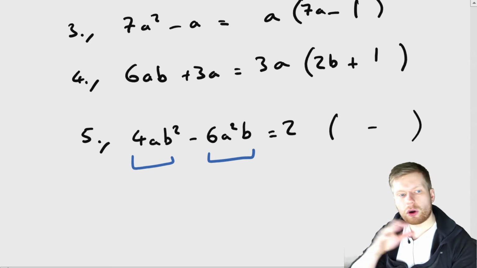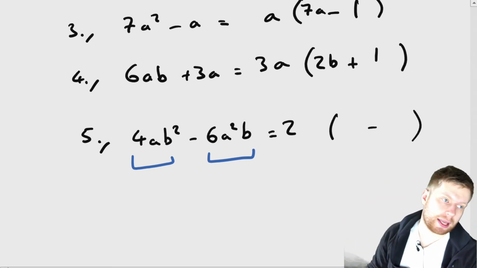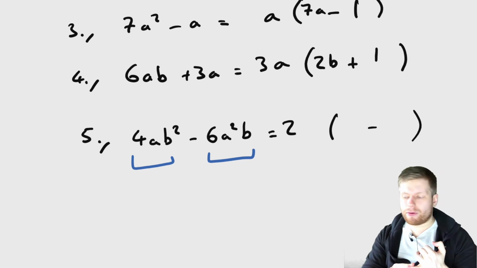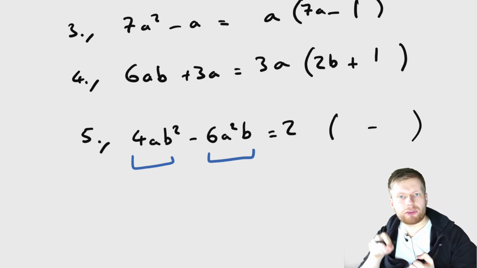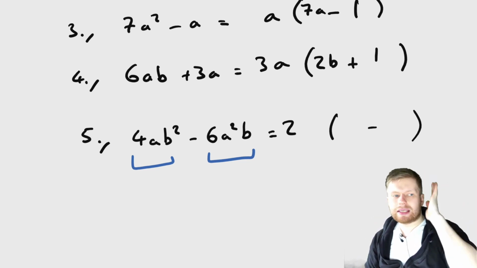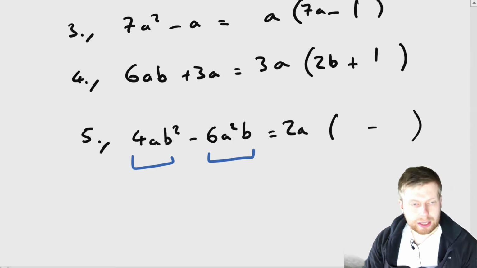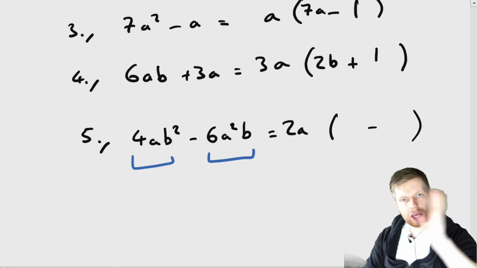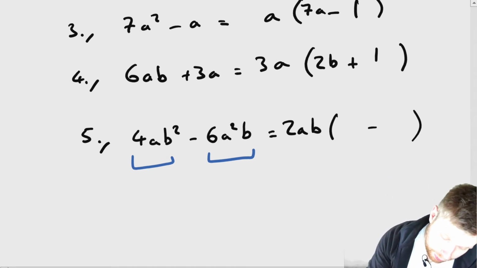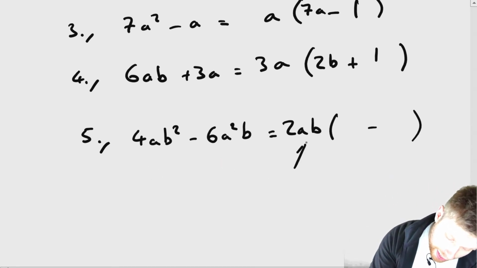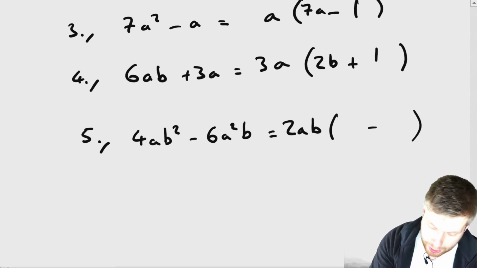Then I look at my letters, and I look at each letter individually. So let's have a look at my a first of all. Well, there's an a hiding in both terms, because there's an a in the first term, and there's an a squared in the second term, which means that I can pull an a out. Then if I have a look at the b's, well, there's a b squared in the first term, a b in the second term, I can pull a b out the front there. So that there is my factor, 2ab, okay?